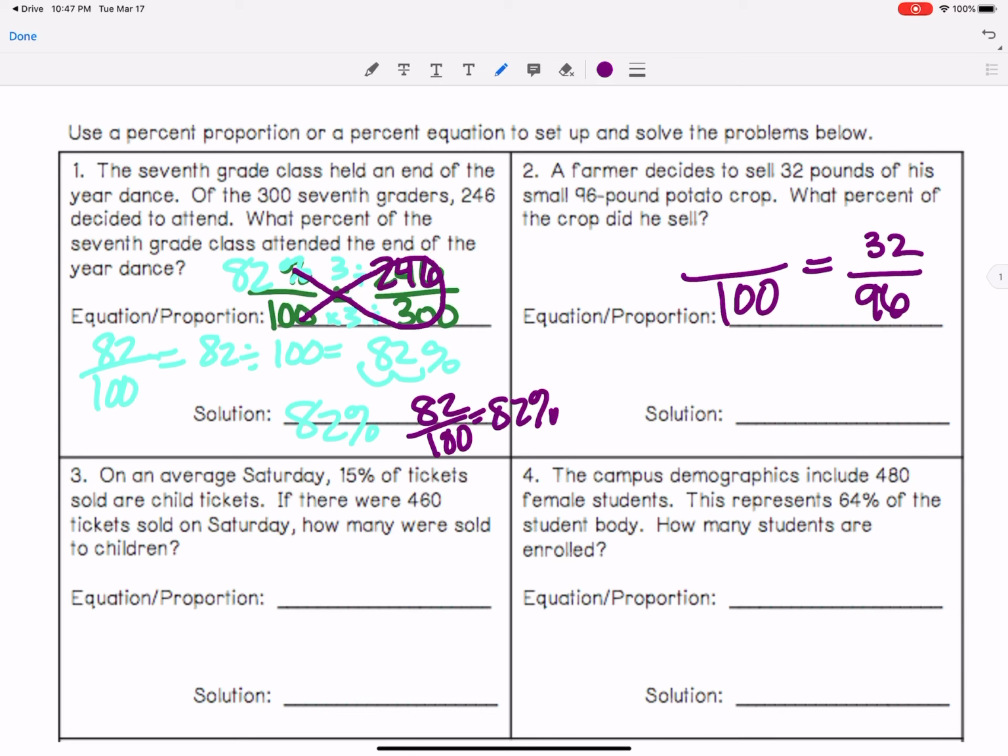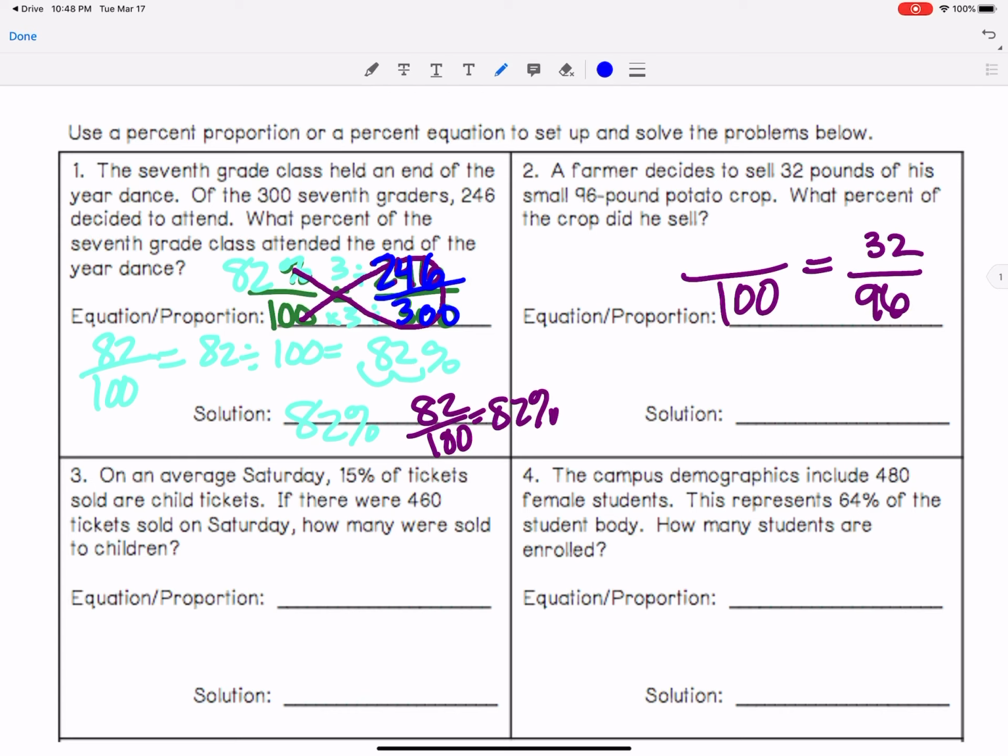Oh no, it didn't switch colors. Okay, and then back to this color. There we go. What you could have done also is 246 divided by 300. Whatever answer you get, times that by 100. So let's do that. 246 divided by 300. Next step, multiply it by 100, and I just got 82.